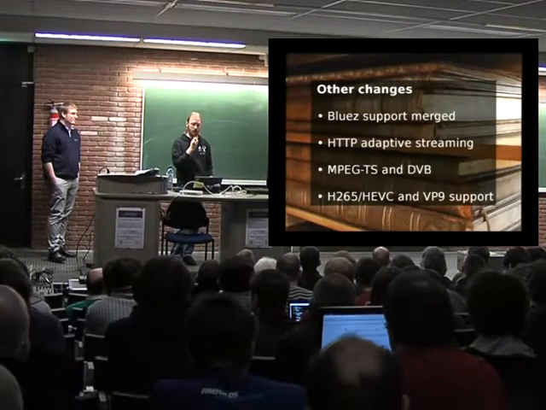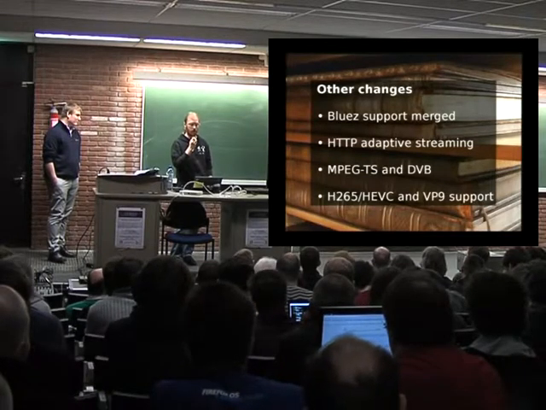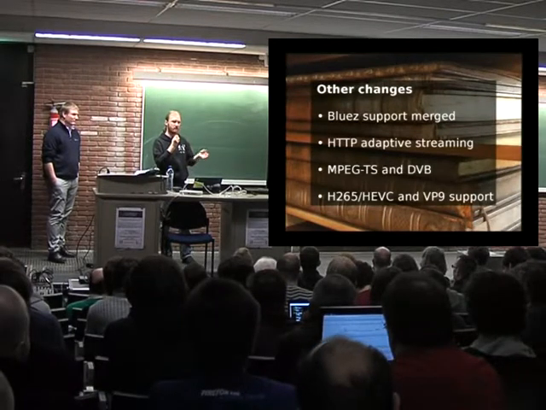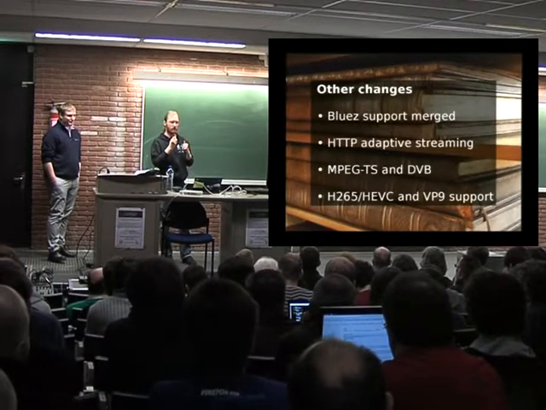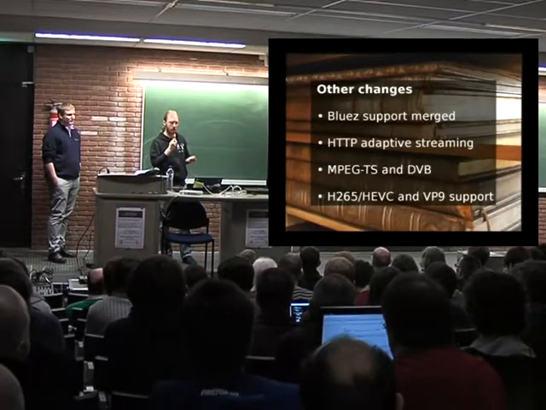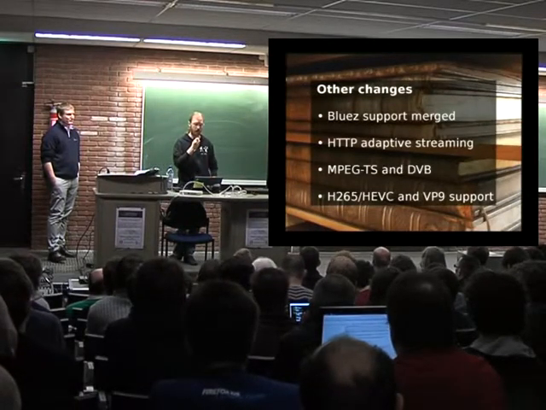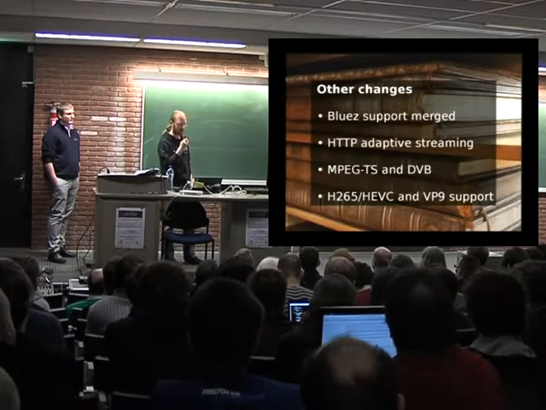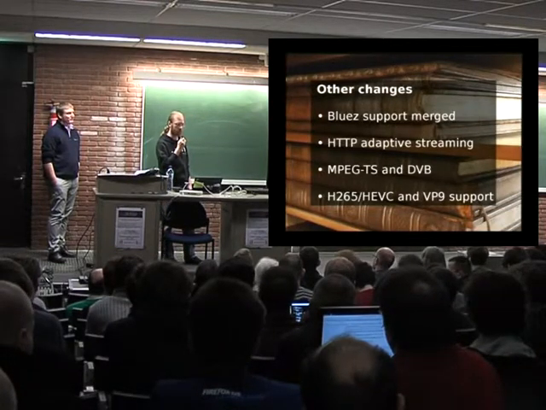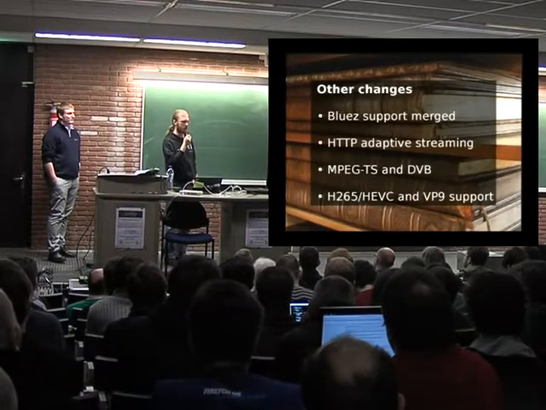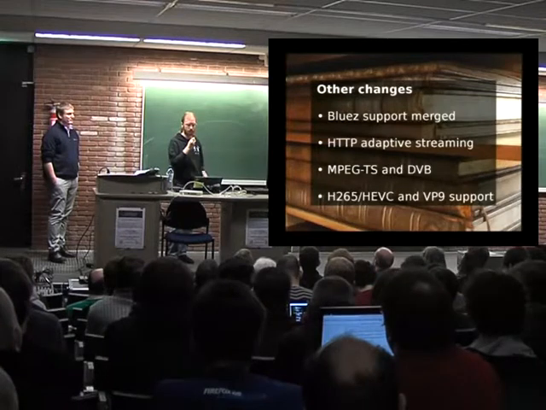Then we integrated H.265 or HEVC support. We now have parsers for that. It's integrated in all kinds of elements. For decoding, we are currently using the really great decoder that is inside libav. Then we have support for the next generation codec from Google, the VP9 codec, which I think they recently started to use on YouTube.